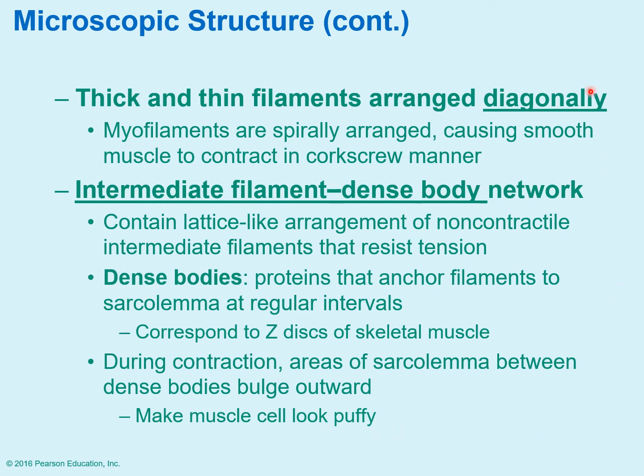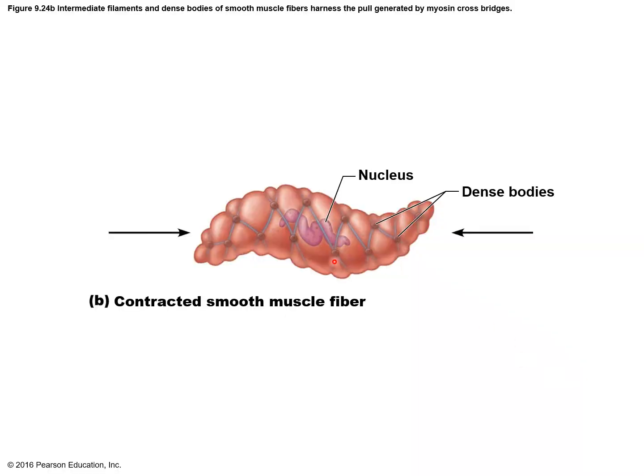So your thick and thin filaments are arranged differently. They are arranged diagonally. During contraction, you're going to have what we call dense bodies. These are proteins that anchor the filaments to the sarcolemma, kind of like the Z disc. And so during contraction, the sarcolemma between these dense bodies is going to bulge outward, so it looks real poofy.